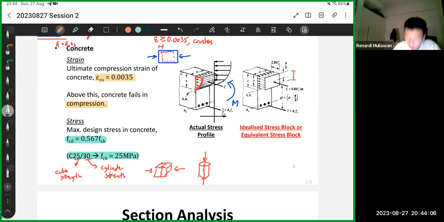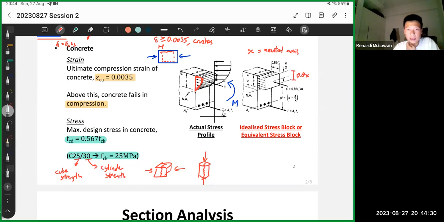The rectangle is written in the next page, but I'll just write it here. It's 0.8x, where x is the neutral axis. I'll explain this later. But we assume that the compression strength of concrete is just 0.8 of the neutral axis.